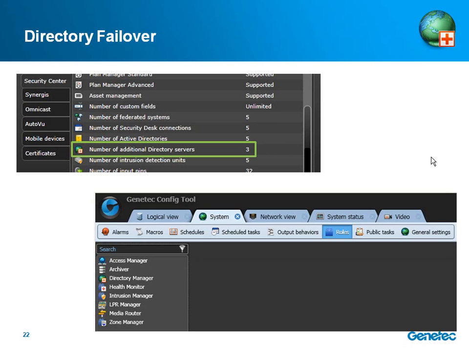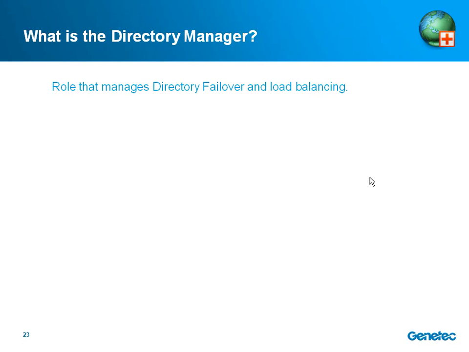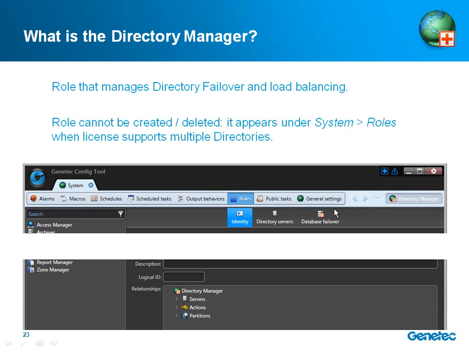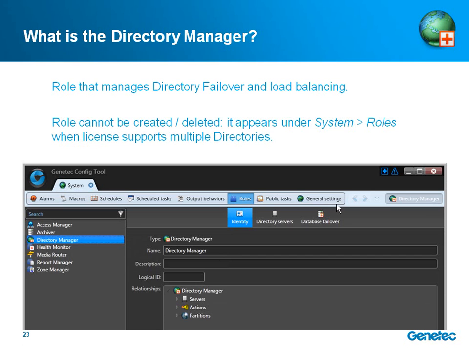If you have this part on your license, you can check the roles section of the system task, and you should see your directory manager role running. The directory manager is the role that manages failover and load balancing in the Security Center system. The role is added automatically and cannot be added manually. If you don't have the role present, take a look at the license first to make sure that part is there, just like we were looking at in the previous slide.